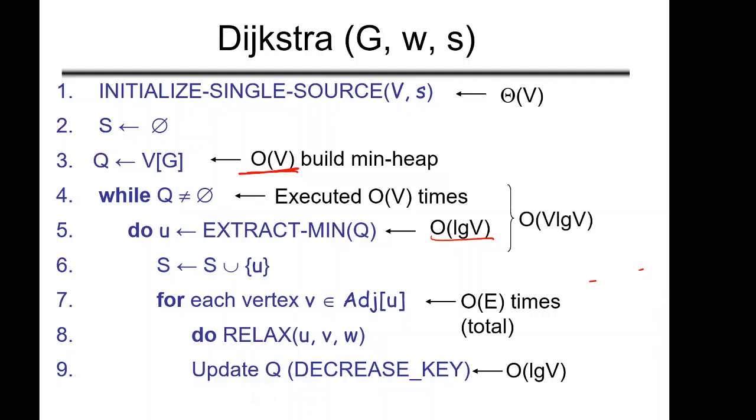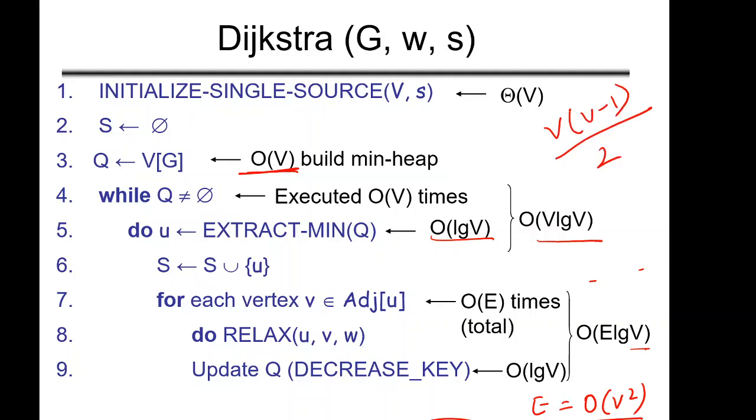So the total time it will take is: this while loop will take v log v time, because for v times we have to perform log v operations. And this will take e log v time. We have already covered that among v log v and e log v, e log v is greater, because e is order of v square. This is the maximum number of edges possible. The maximum number of edges in any graph is v into v minus 1 by 2, and that is order of v square. So we will take this term and the complexity will become order of e log v.